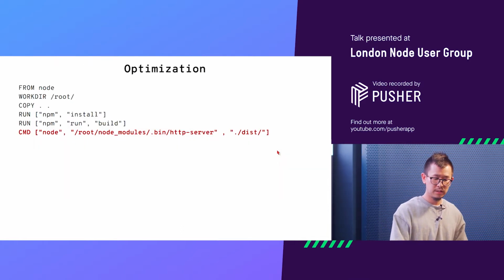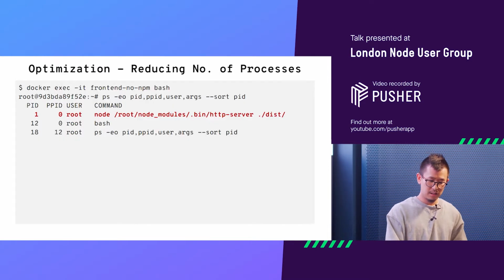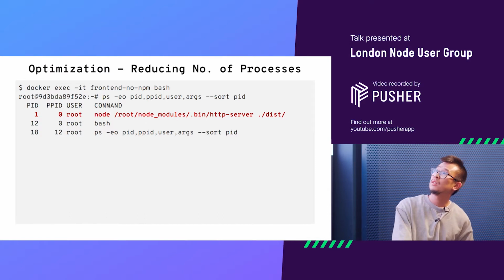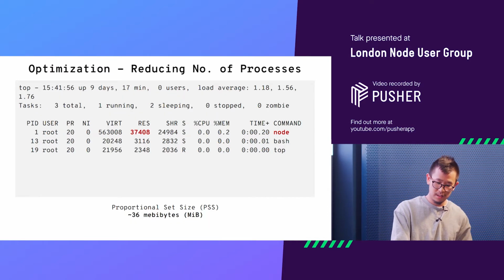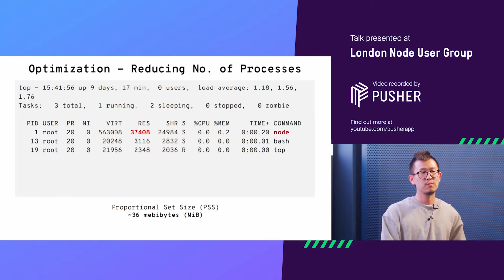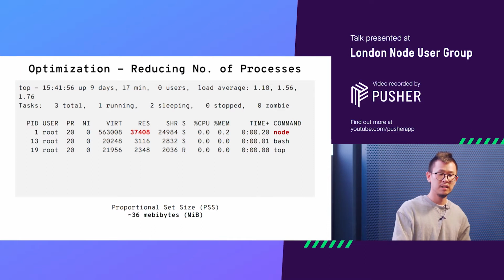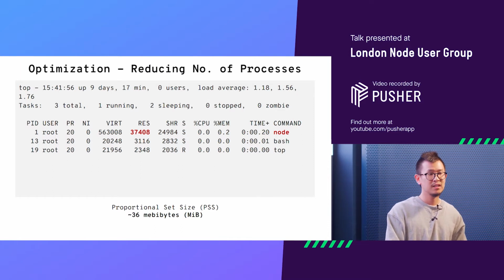However, if we just run the HTTP server directly, then only that process is run in the container, and that only takes 36 megabytes. It doesn't sound like a lot, but if you're running thousands of these containers all the time, then that can be like hundreds of gigabytes of RAM.